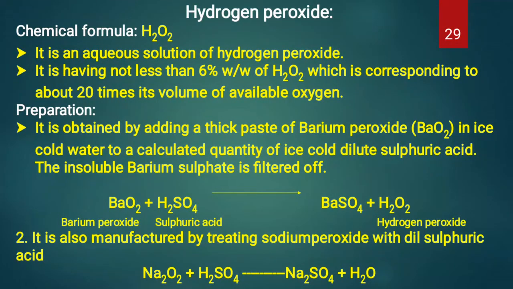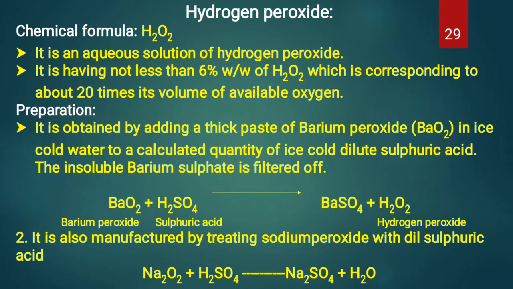Hydrogen peroxide, another antimicrobial agent. The formula for hydrogen peroxide is H2O2. It is an aqueous solution of hydrogen peroxide. It is having not less than 6% weight by weight of hydrogen peroxide, which is corresponding to about 20 times its volume of available oxygen.